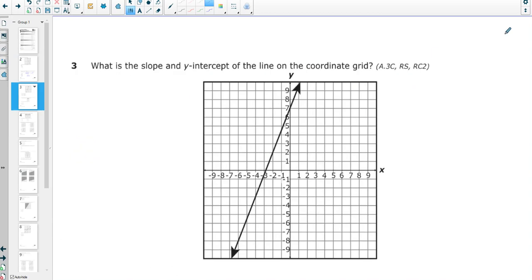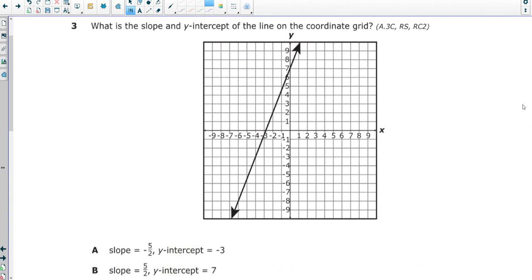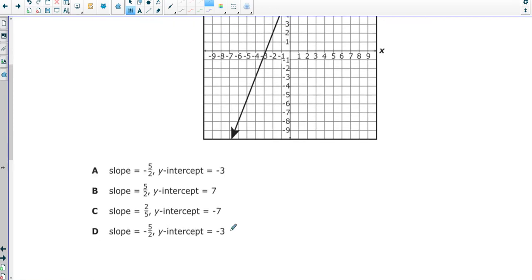Okay, number 3. So it says here, what is the slope and y-intercept of the line on the coordinate grid? So we're looking for the slope and the y-intercept. So when you have a graph, right away you can find the y-intercept. That's where it crosses the y-axis, which is right here. +7. So when you look at your answer choices, you want to find y-intercept equals +7, and there's only one answer here. That's correct, letter B.